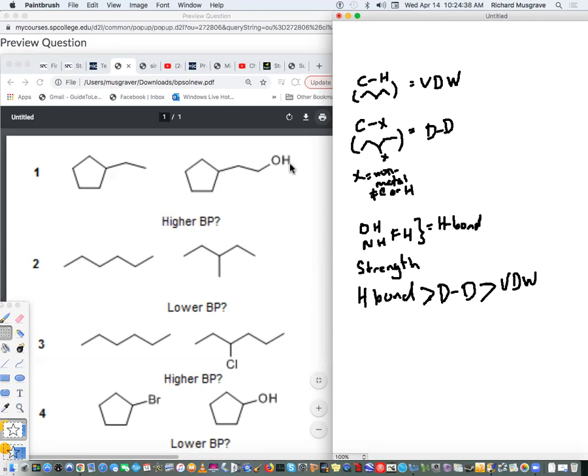Now, let me point out something with this compound that has the OH. It also has van der Waals. It also has dipole-dipole because it's got the CO bond here as well. But all of those forces are overtaken by the massiveness of the hydrogen bond. That's the one that you consider to be the intermolecular force at work in this particular example. The question here is asking which one has the higher boiling point. Because the relative strength of hydrogen bonding is better than dipole-dipole, which is better than van der Waals, I know that the one with the hydrogen bonding is going to have a higher boiling point than the one with the van der Waals.